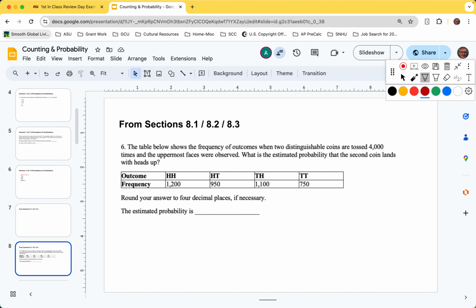Okay, so now we're into the start of probability. The table below shows the frequency outcomes when 2 distinguished coins are tossed. It's a little bit different than what we've done, but there they are. The question is, what is the estimated probability that the second coin lands with heads up? So give it 30 or 45 seconds, give it a try, see if you can at least get the setup. Remember, with all of these, probability is good things divided by total things. Good things divided by total things. So that's all you're looking for. Probability the second coin lands heads up.